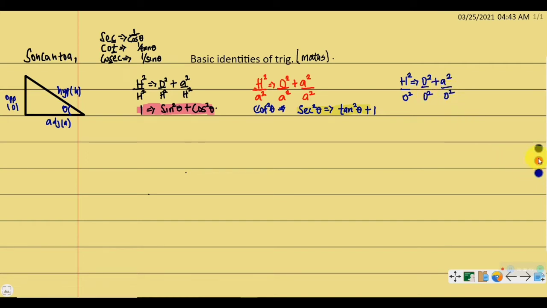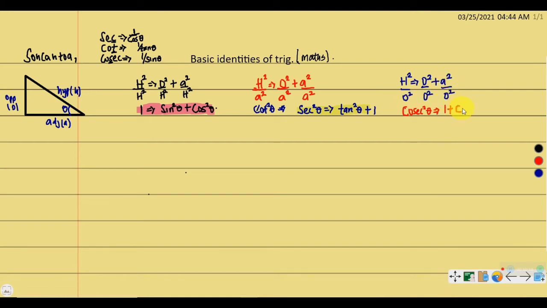So from what I've explained now, without any further delay, I can quickly write out what is needed. From here, hypotenuse over opposite, you can see this is opposite by opposite. So we are looking for the inverse of sine, which is nothing but cosec. So here you write cosec square theta is equal to this by this, which is 1 plus adjacent over opposite, the inverse of cos over sin, which is tan.